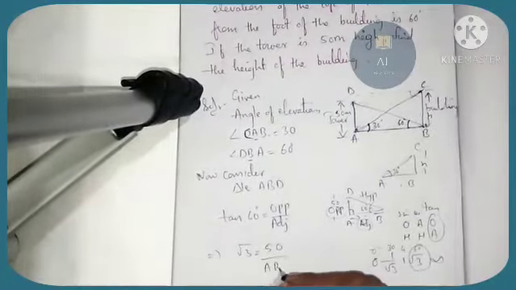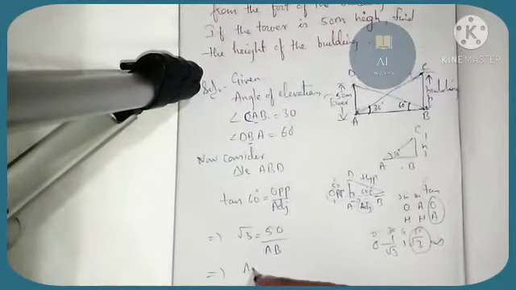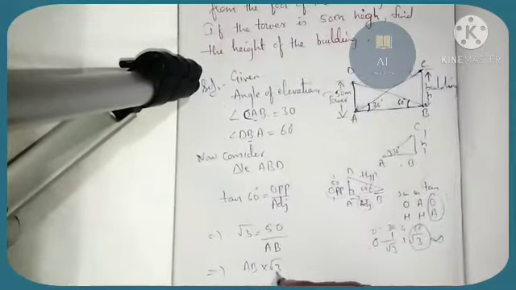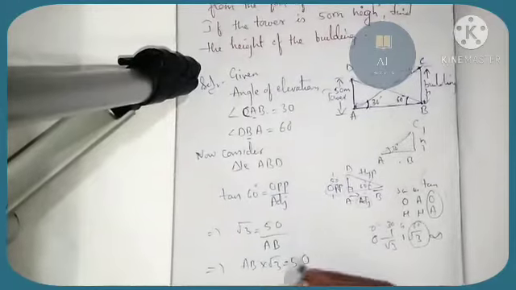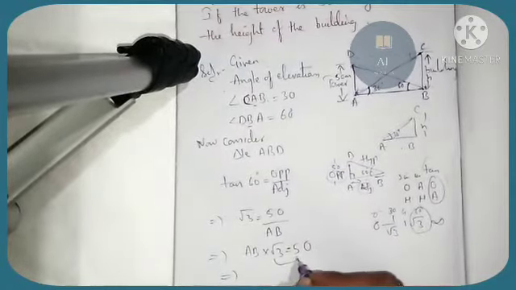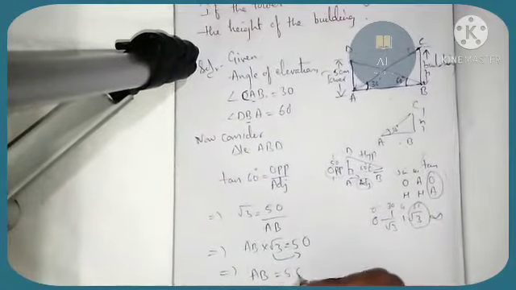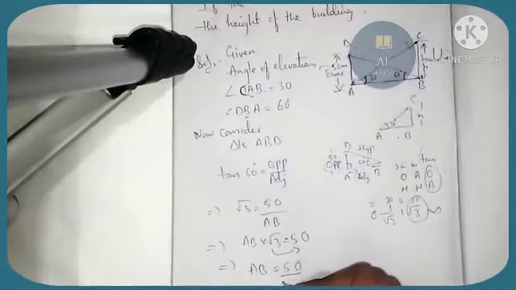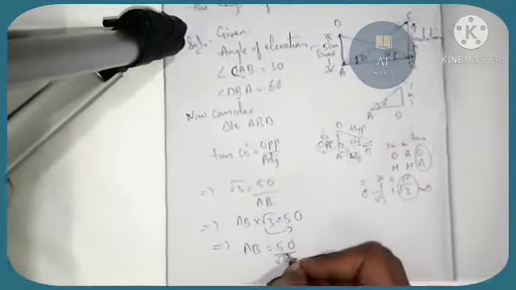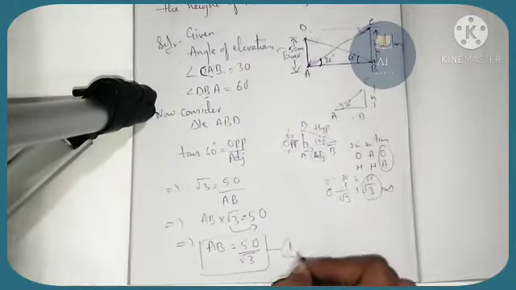Now adjacent is what? AB we have to find. So here I will send this AB. AB into root 3 is equals to 50. So here we want value of AB. So we'll send this root 3 that side. AB equals to 50 by root 3. This is in multiplication and changes to division. So this we will take first one.